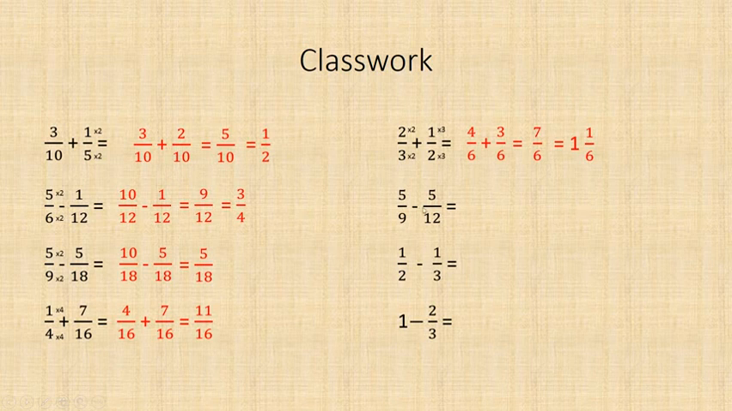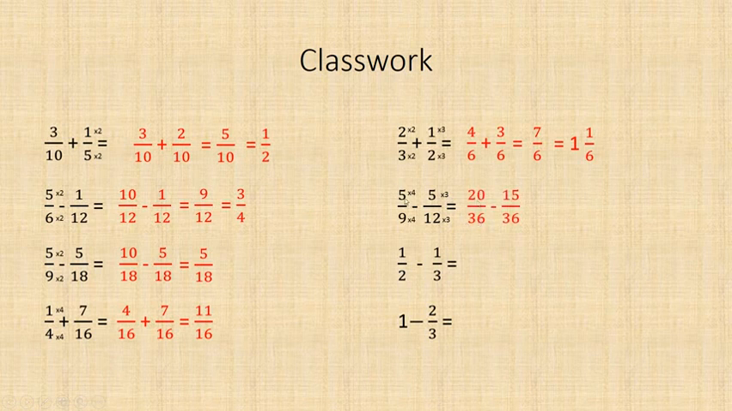5 over 9 minus 5 over 12. I will make the denominators the same, so search for the LCM of 9 and 12. What is it? 9 and 12. It's 36, yes, of course. 36 is the least common multiple of 9 and 12. So I will make the denominators 36. I will multiply down and up by 4 for the first fraction, and by 3 for the second fraction, to make the denominator 36 and make equivalent fractions.